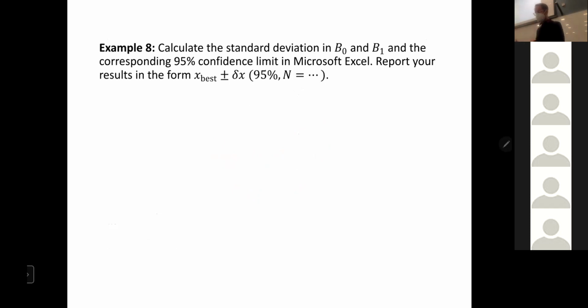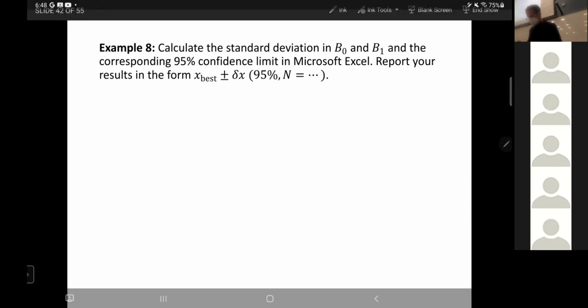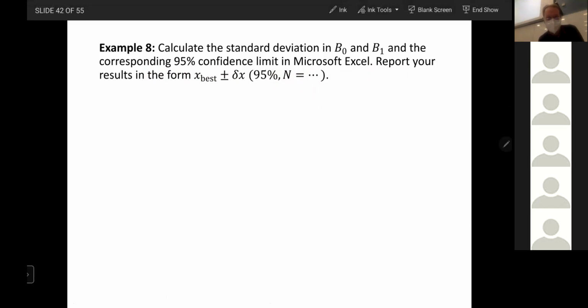Okay, so now we're going to do another example where we calculate the standard deviations in these virial coefficients that we calculated previously. And we're going to report the corresponding 95% confidence limit. So this time I'm going to change the share correctly.